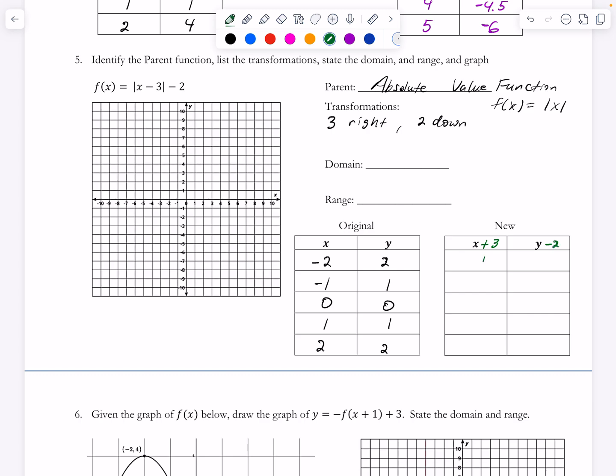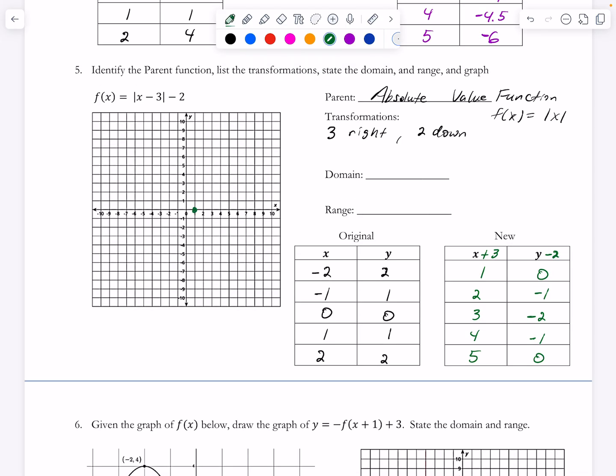All right, so that's going to be 1, 2, 3, 4, 5, and subtracting 2 gives me 0, -1, -2, -1, 0. So plotting those, 1, 0, 2, -1, 3, -2, 4, -1, and 5, 0, making my V. Again, hopefully you remember that from our first unit. Domain is all real numbers. We're going left and right forever. But range is not. Our lowest y value is -2. We're touching that. Highest y value is infinity.